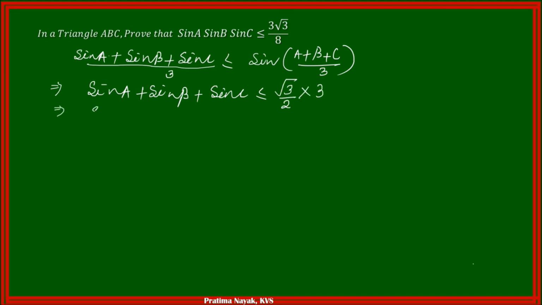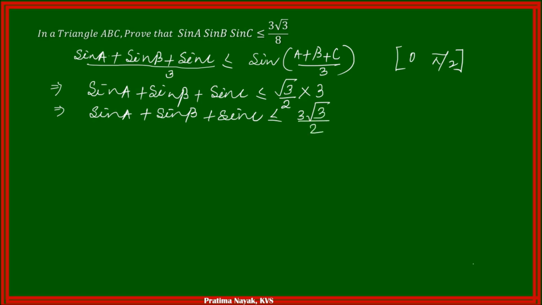So we'll use this result, and I got this result directly using a shortcut, as the sine function is concave in 0 to pi by 2, and here A, B, C are in between this. So it will be 3 root 3 by 2. This is the previously proved result.